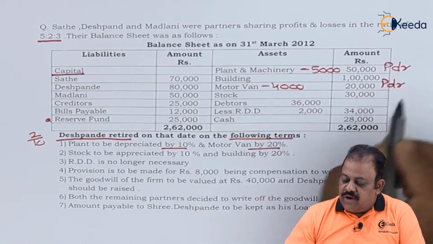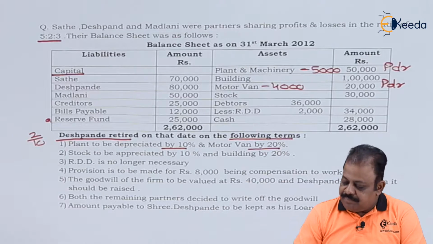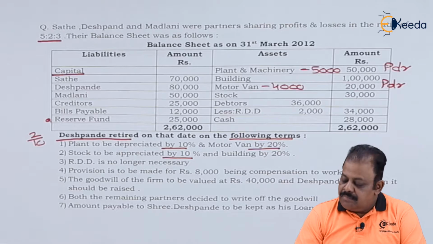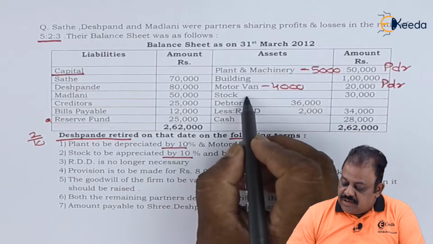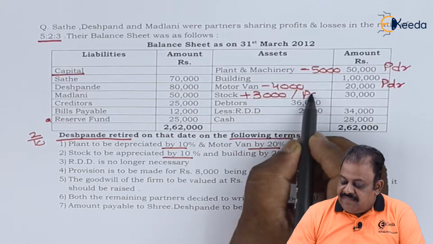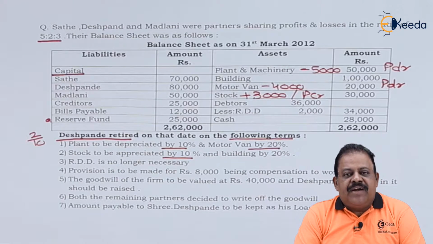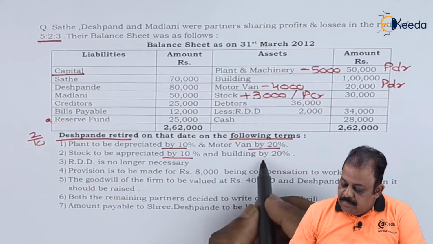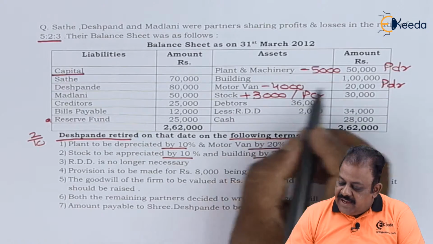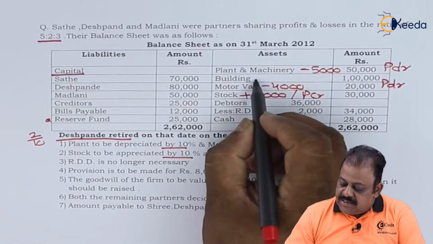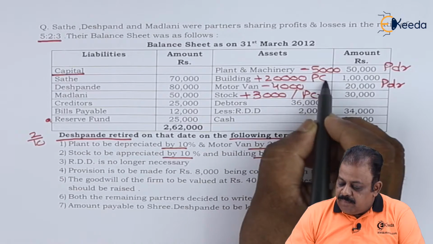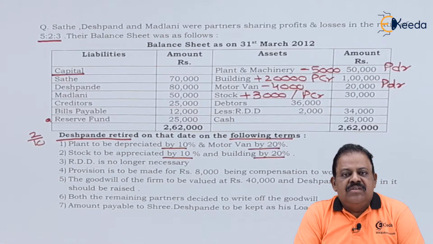Second effect, profit and loss adjustment account debit. Stock appreciated by 10%. Here stock is 30,000. 10% means 3,000 appreciated. Second effect, profit and loss adjustment account credit. Building 20%. So building we have 1 lakh. 20% means it has gone up by 20,000. Second effect, profit and loss adjustment account credit side.